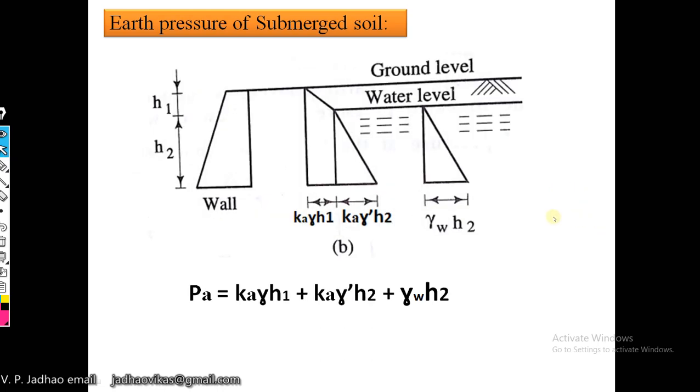This is not that important from our examination point of view, because there will be no problem of submerged soil mass. This is the second condition, when the ground level is above and the water level is below, that is, the soil is submerged for this particular portion only. For this h2 portion, this will be the submerged soil. For this h1, the soil will not be submerged.